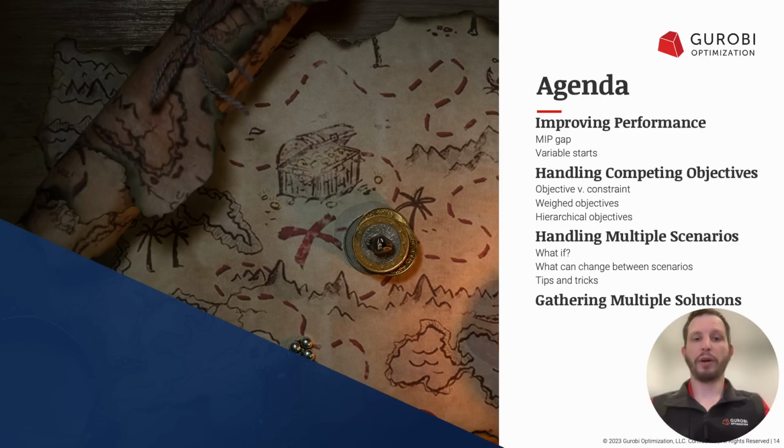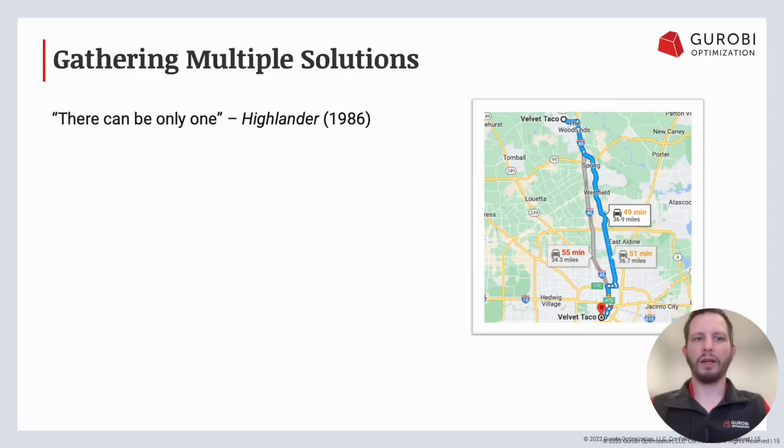So the last topic that we're going to talk about for this session is gathering multiple solutions. This is something that I am really excited to talk about, even though we only have a few more minutes in this session, but I really like this capability. So when you talk about optimization, there's this idea that there can be only one solution. There's only one optimal solution.